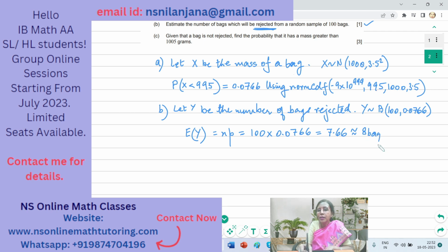You cannot obviously reject 7.66 bags, but the expected value can be a decimal number. Even if you give 7.66, you will not be losing marks, or else you give your answer as 8 bags. So 8 bags will be the answer to subpart B.